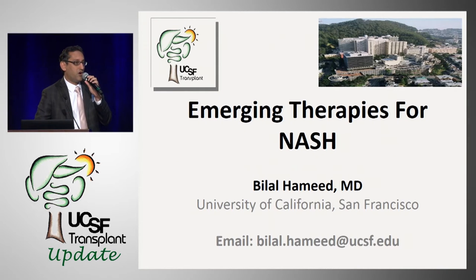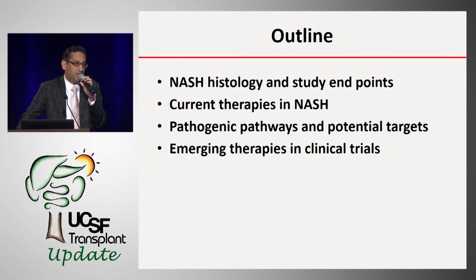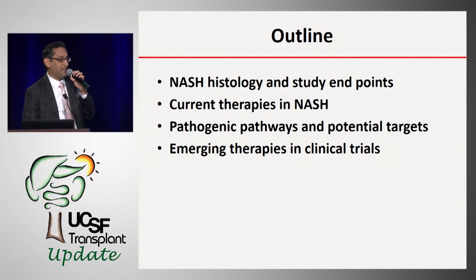So we are going to talk about the outline. Mainly, before we talk about any clinical studies and how we have to read any of the trials, we need to know what NASH histology means and how we have to look at the clinical trials and what the designs of the trials are. We need to look at what current therapies are available, and also what the pathogenic pathways and potential targets are. Then I'll talk about four or five medications which I think are more interesting and higher in the clinical phases.